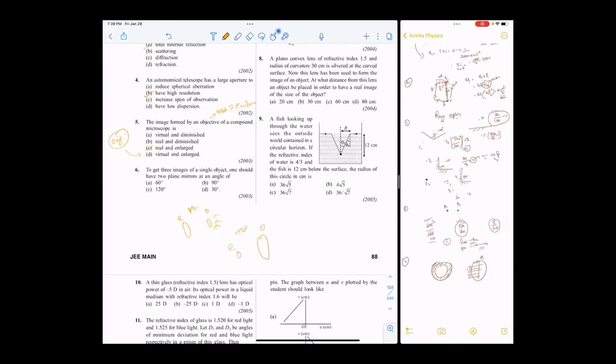To get three images of a single object, one should have two plane mirrors at an angle. You already solved 6-1. 90 degrees. Three images: 360 by theta minus 1. So 90, no?